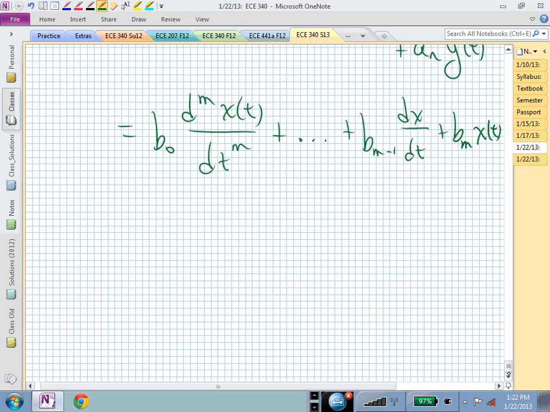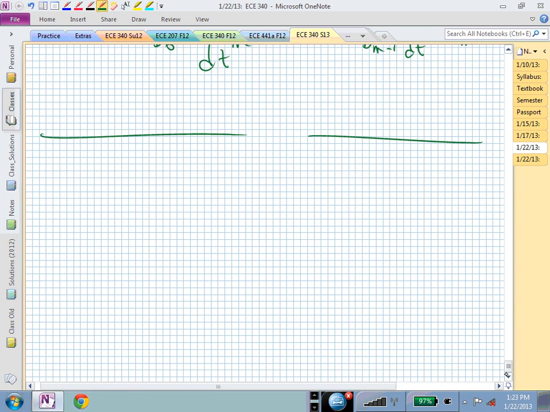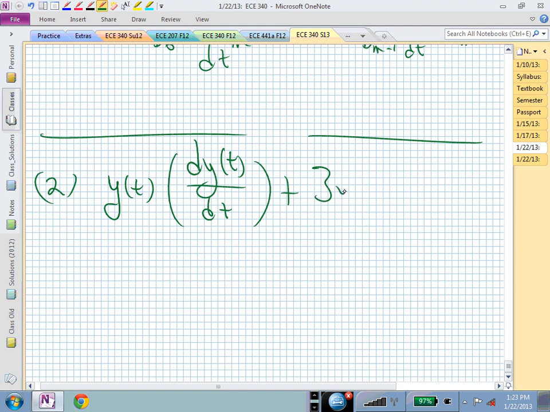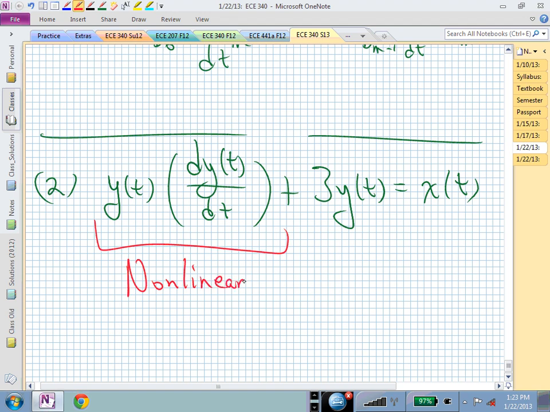Let's now contrast that with something that's not linear. Here's something that's not linear: y of t times dy of t dt, plus 3y of t, is equal to x of t. This product causes the whole dynamic equation or dynamic system to be nonlinear. Just one product term can throw a monkey wrench into your linearity.